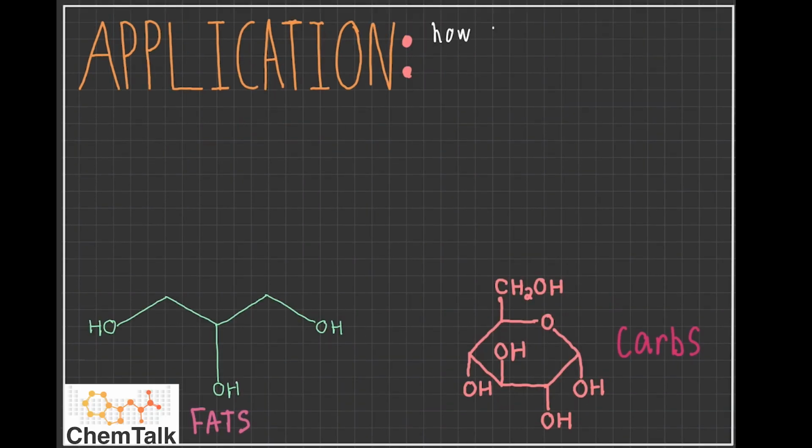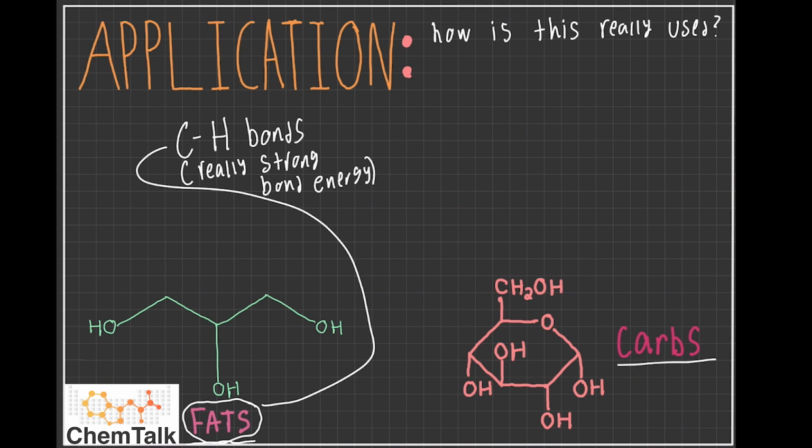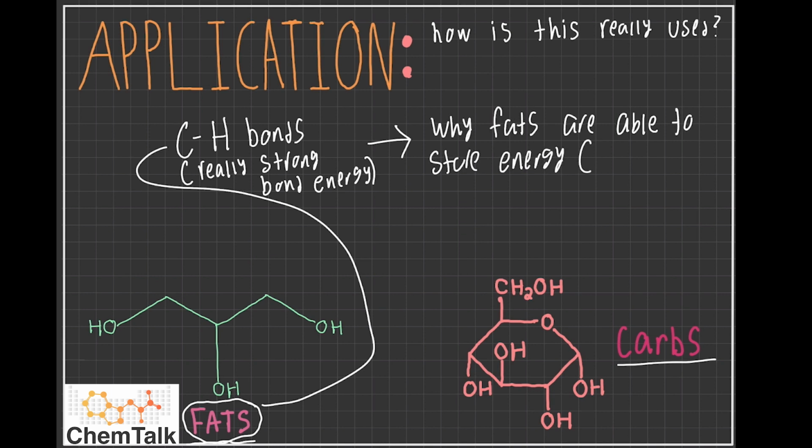So application. How is this important or how is this really used? Let's take a look at fats and carbs. Fats are used to store energy, and they have C-H bonds. And that C-H bond is a really strong bond, meaning, going back to bond strength and energy, it has a really high bond energy. That means a lot of energy is needed to break that bond, meaning that fats are able to store that energy, and the C-H bonds kind of protect it because to take away that energy, you need so much energy to break that C-H bond.